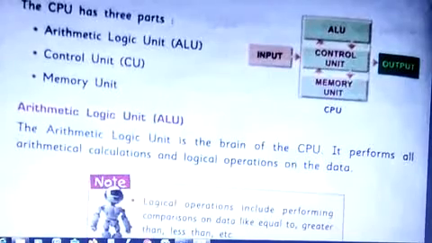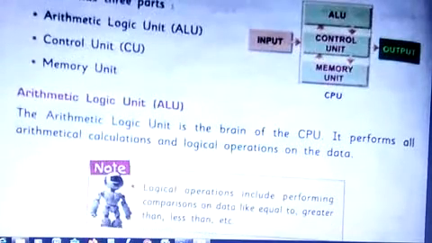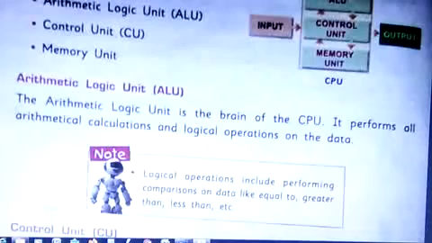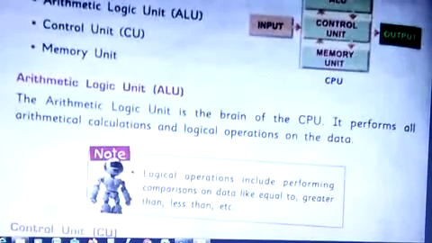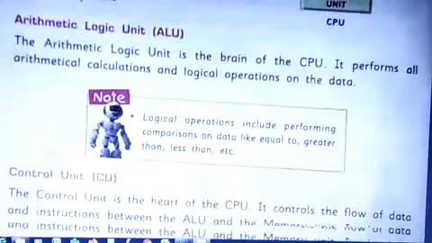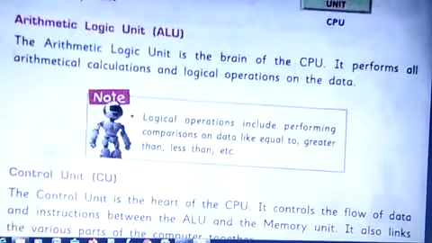Arithmetic logical unit or arithmetic logic unit. It is known as ALU. It is the brain of the CPU. It performs all types of arithmetical calculation as well as the logical operation on the data. Logical operations include performing comparisons on data like equal to, greater than, less than, etc.